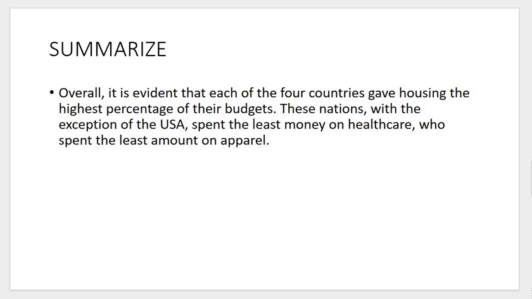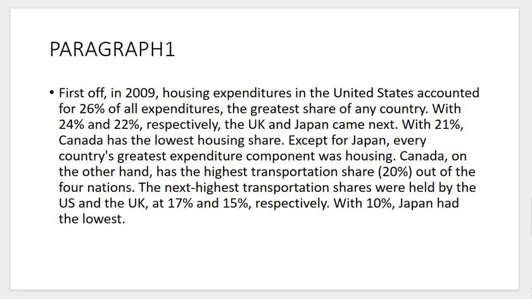Let's go to our paragraph 1 example. First off, in 2009, housing expenditures in the United States accounted for 26% of all expenditures, the greatest share of any country. With 24% and 22% respectively, the UK and Japan came next. With 21%, Canada has the lowest housing share. Except for Japan, every country's greatest expenditure component was housing.